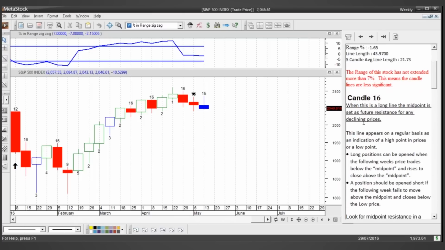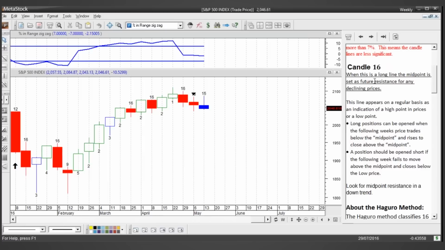Part of the expert advisor shows us that at this particular time here, and here as well, the percentage range is really around the middle, around this kind of zero area here. So it tells us the range of the stock is not extended more than 7%. This means the candle lines are less significant. Okay, that's fine. So candle number 16, when this is a long line, the midpoint is set as future resistance for any price movements. And we saw back here that the middle of this range really was the resistance of 2 weeks ago, and the resistance of a week before this in the middle of this range was about here, and we've closed below that middle of that range. So it's not looking particularly bullish at this point in time.